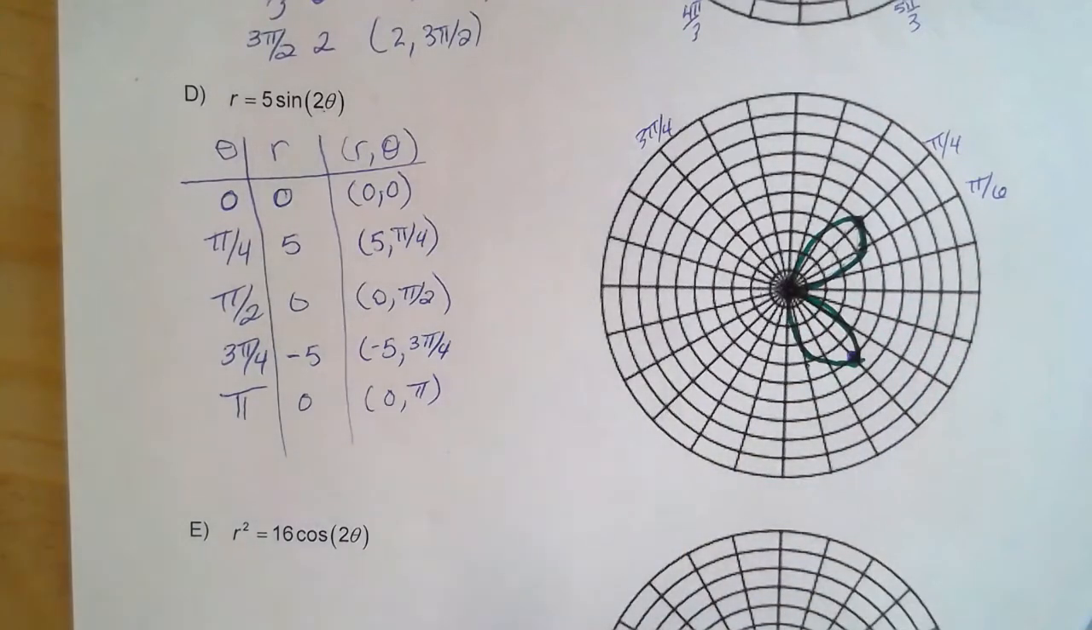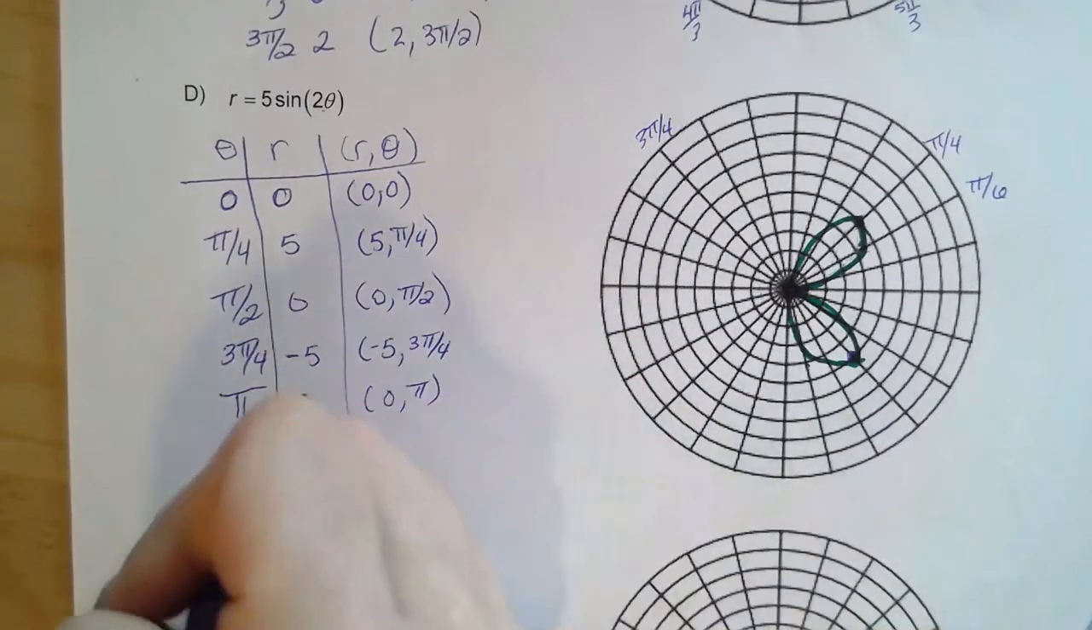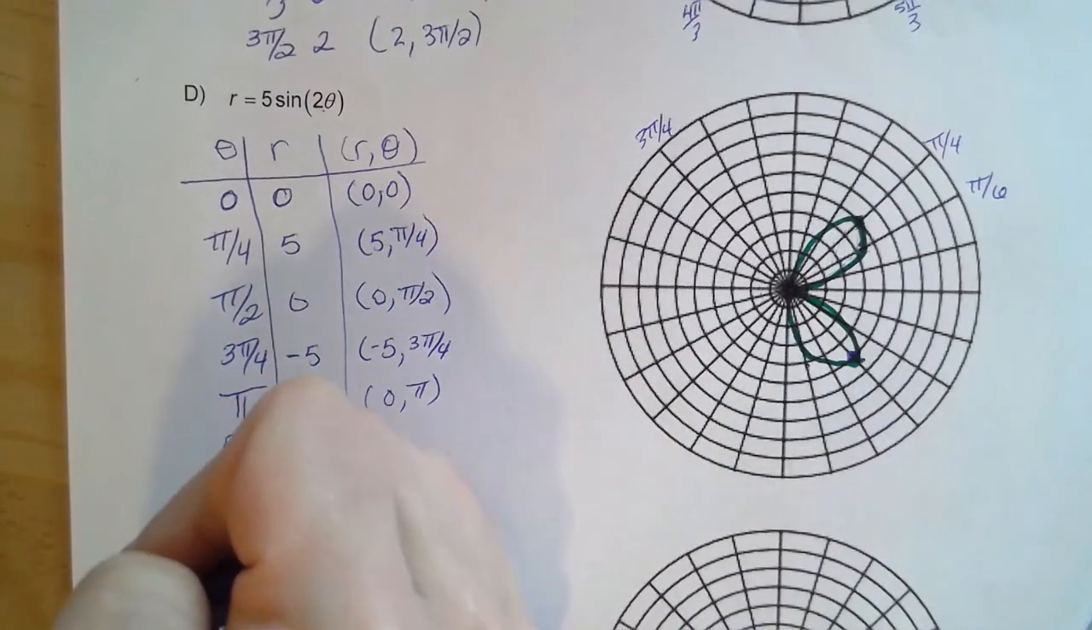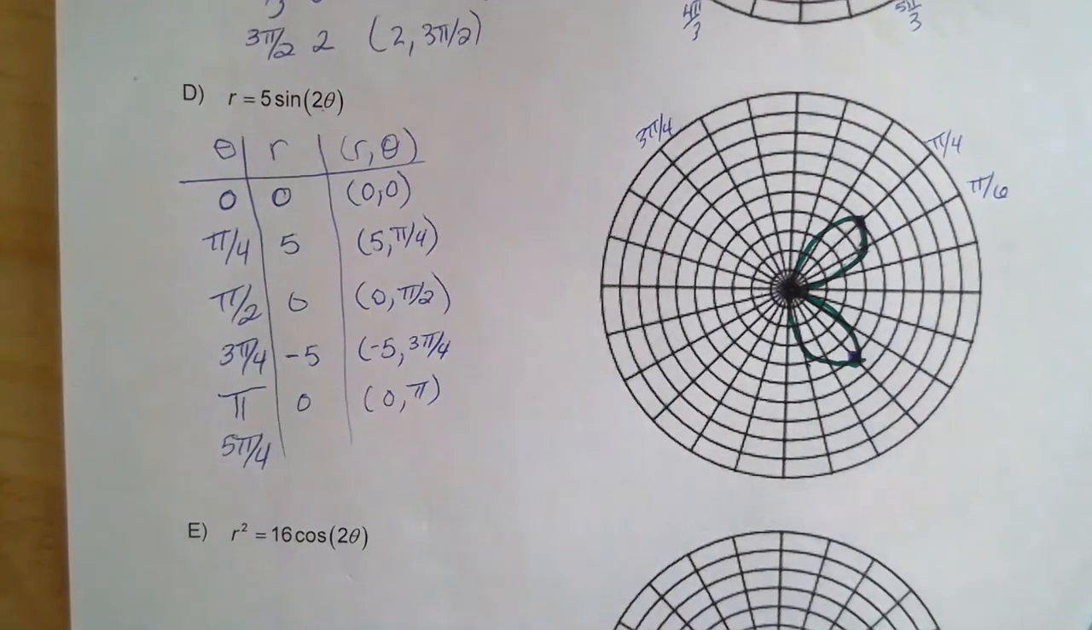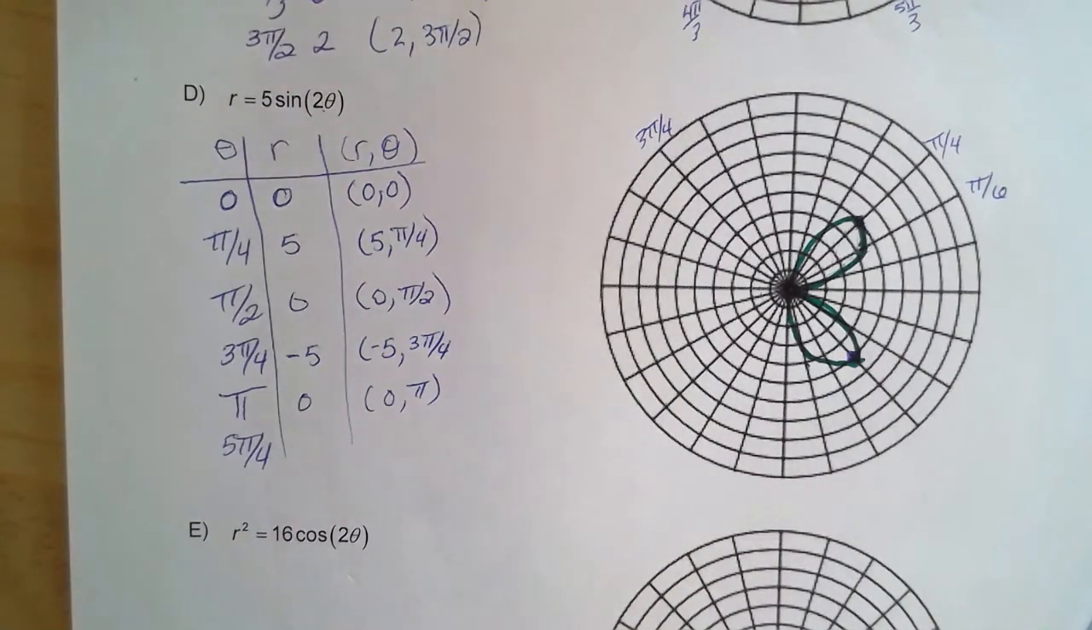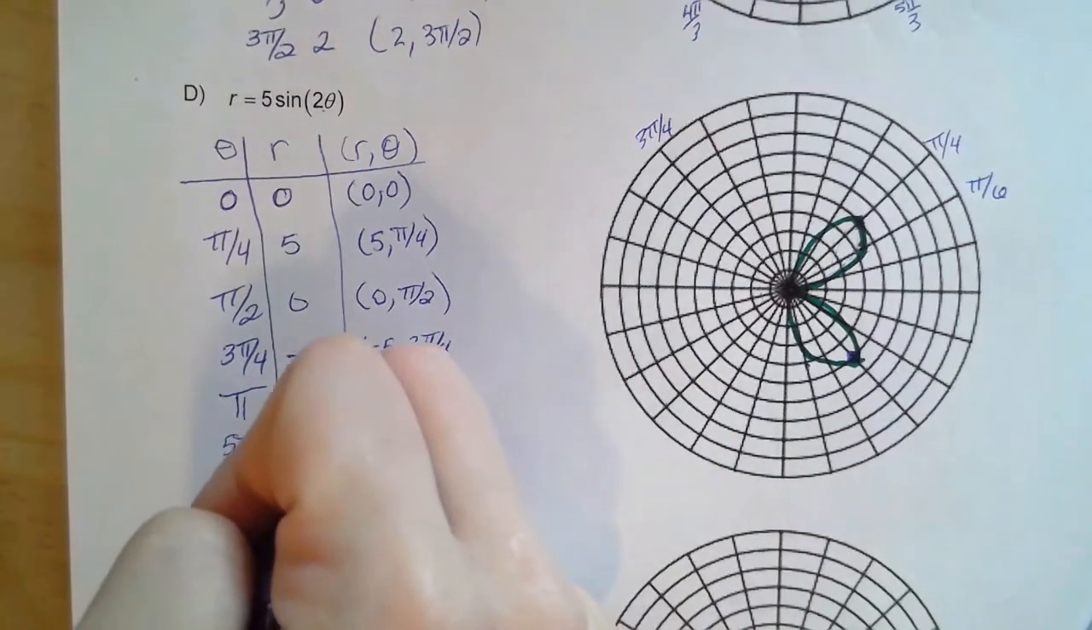Now remember, this is a sketch of the graph, guys. Don't worry about it being perfect. Okay, this is just analyzing what it looks like. Alright, so after pi is 5 pi over 4. Alright, 5 pi over 4 times 2 is 5 pi over 2, which we could actually reduce that, right? Because 5 pi over 2 is the same thing as pi over 2. So sine pi over 2 is 1, and 1 times 5 is 5.